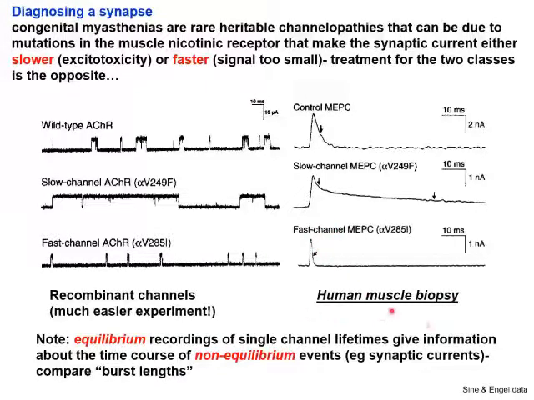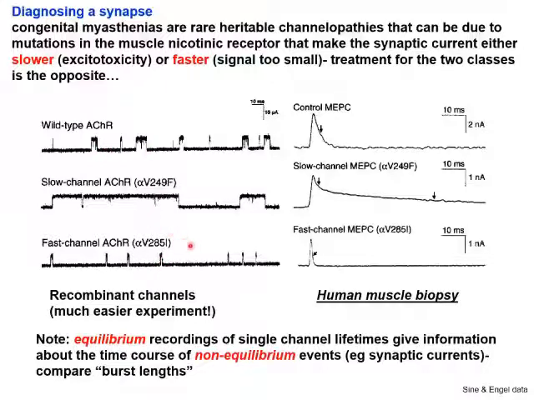Now, this is a difficult experiment, as you can imagine, human muscle biopsy, but what you can do is sequence the receptor in the patients and then express the receptor, obtaining recombinant channels with the appropriate mutation. Now, what you can see here is interesting. These are applications, steady state at equilibrium, of low concentration of acetylcholine. And you can see that in the slow channel mutant, you have longer openings. And in the fast channel mutant, you have faster, shorter openings than in the wild type.